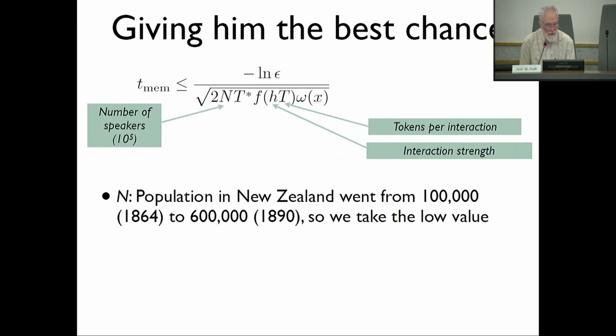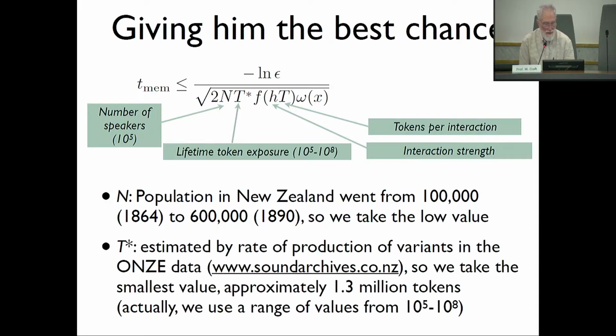Okay, so we take that and we say the number of speakers went from 100,000 to 600,000 in the time period in question. We're generous to Trudgill, so we'll say it's the smaller number, because that makes the change go faster. The lifetime token exposure, we estimated by looking at the rate of production of variants in the ONZE, this public radio corpus. So we take the smallest value, in order to make it work.